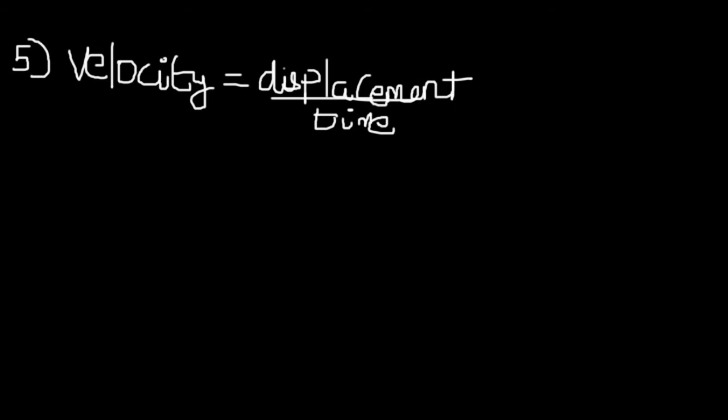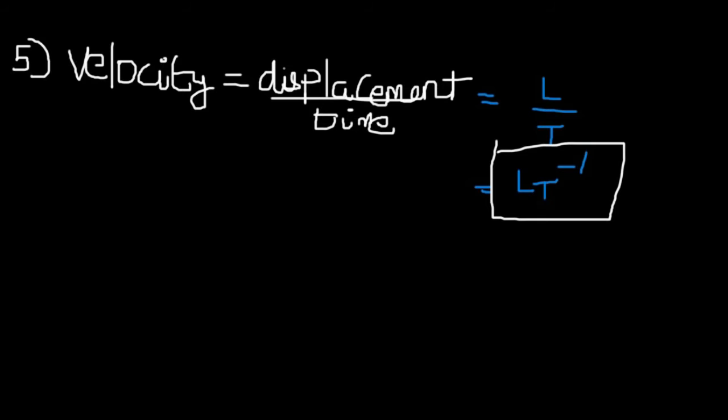The next derived physical quantity we're going to see is velocity. What is the formula of velocity? Velocity equals displacement by time. Displacement is nothing but length, which is L, and time is T. So we will get L T power minus 1. So this is our dimensional formula for velocity.